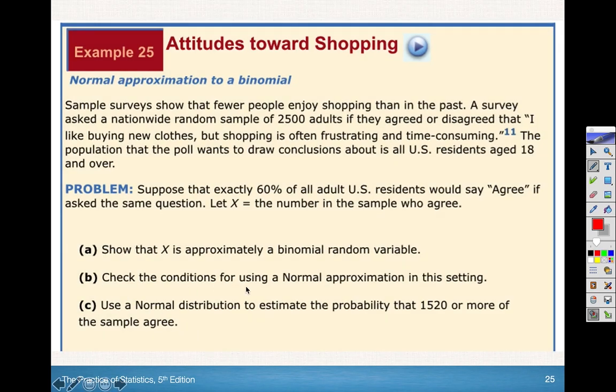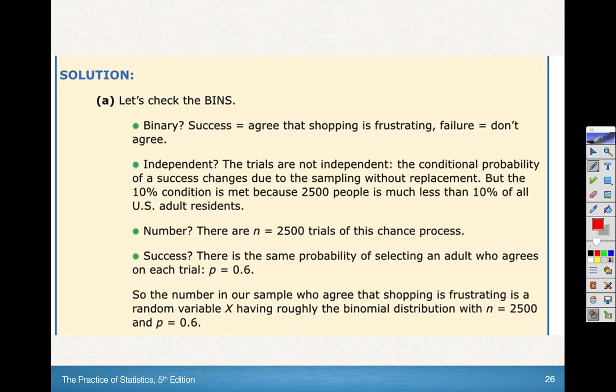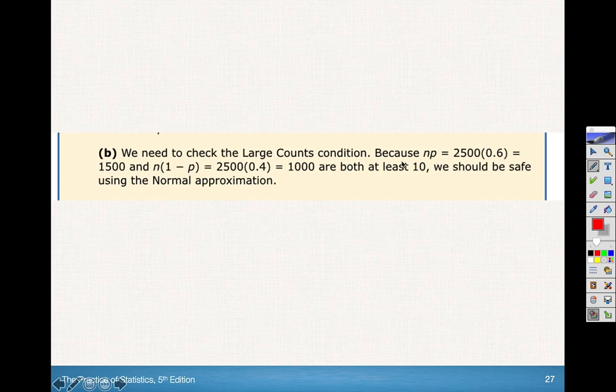Part b. Check that the conditions for using the normal approximation hold. So you have to know to check this. If the sample size is very small, that tells you it's probably going to be answered with binomial. As the sample size gets bigger, that is when you have to think this might be normal. So what do you have to check? Well, n times p, 2,500 times 0.6, that's 1,500. N times 1 minus p, 2,500 times 0.4, that's 1,000. They are both at least 10, so we are safe to use the normal approximation. You are more than just safe, you are supposed to use the normal approximation.